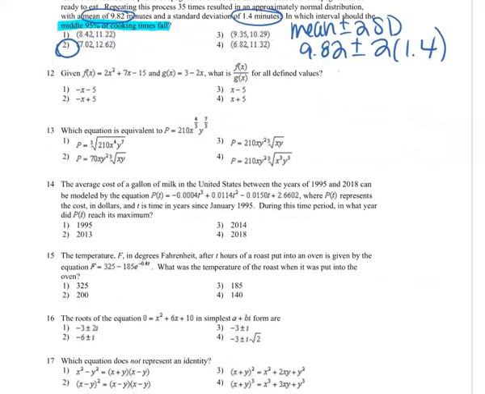Question 12, a little division problem. But I'm noticing that it's probably going to be something like a factor and cancel based on the way that my final answers are even listed. So let's write it as the way it has described in function notation. So 2x squared plus 7x minus 15 all over 3 minus 2x.